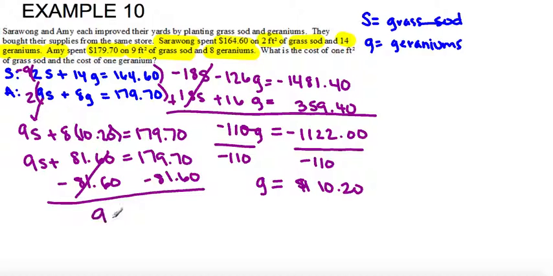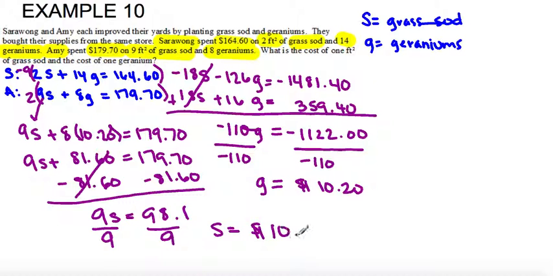So I bring down the 9S, and then I have 179.70 minus 81.60, which comes out to 98.10, and I have to get S by itself. So I divide both sides by 9. So the amount for the grass sod is $10.90.